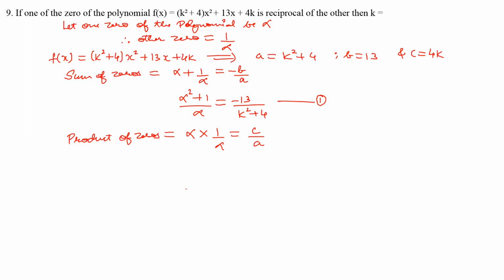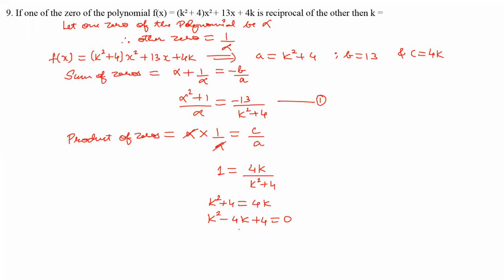Okay, product of zeros is what? C upon A. So this alpha alpha will get cancelled. So 1 will be equal to, what is the value of C? It is 4k. And what is the value of A? It is k square plus 4. Okay, so cross multiply. k square plus 4 will be equal to 4k. Okay, so k square, I will shift this 4k on LHS. It will become minus 4k and this will become plus 4, which is equal to 0.